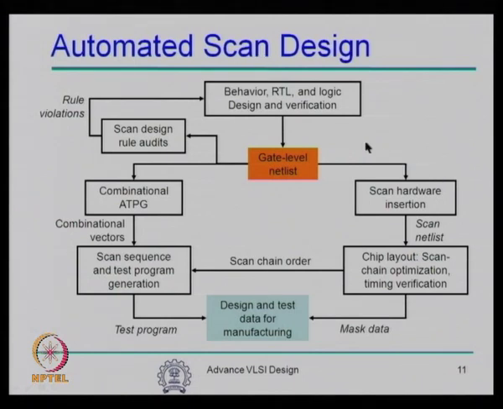When you start your design from RTL, you synthesize your circuit to a gate level netlist. Once you have the gate level netlist, there are 2 things you have to do. One thing is, because you have combinational logic in it, you start to generate the test vectors from the combinational logic. At the same time, you can insert the scan chain. Inserting the scan chain means you have to convert all flip flops into scan flip flops, and then stitch these scan flip flops into a shift register.